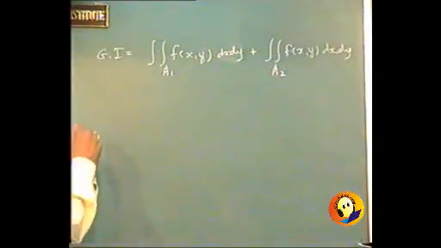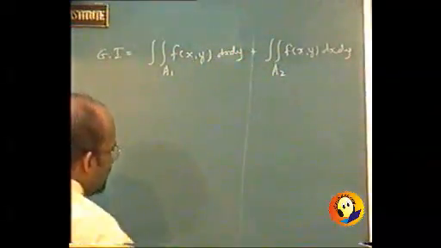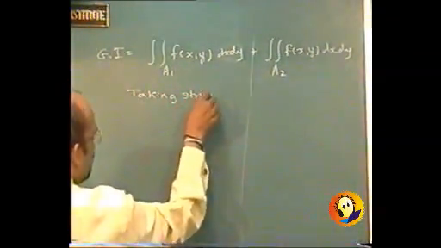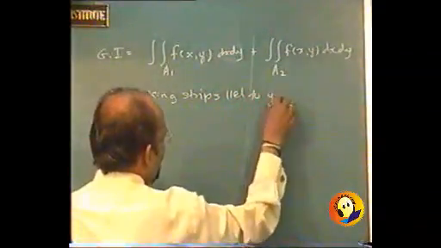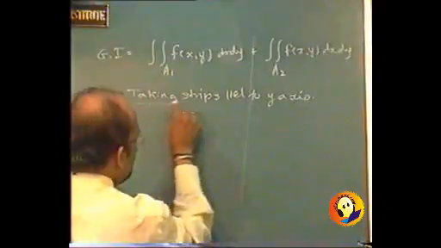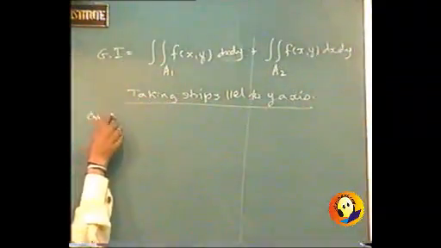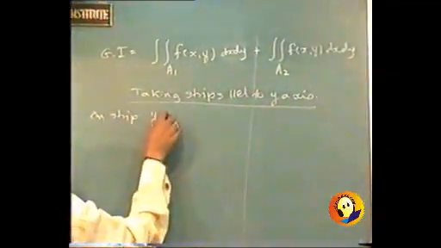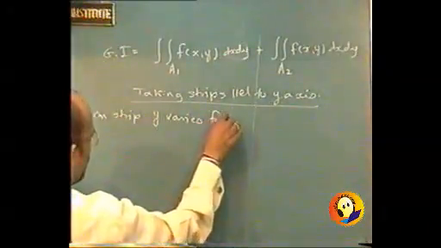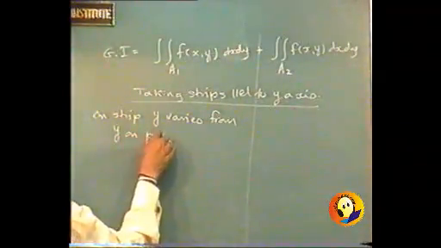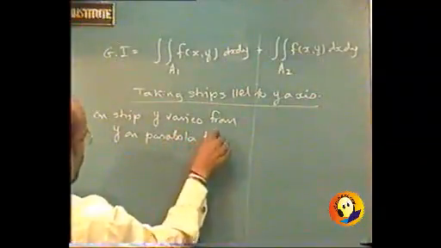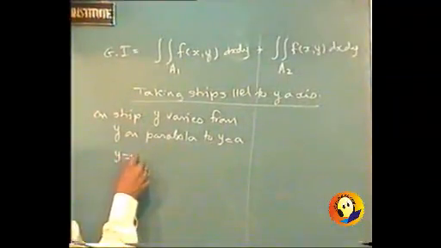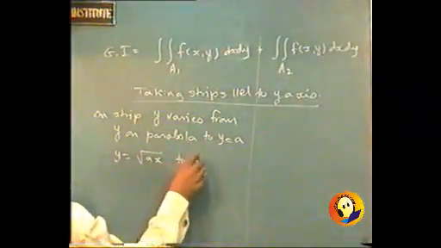We will take strips parallel to y-axis in each case. Now the discussion will vary. On a strip in area 1, y varies from y on the parabola to y equal to a. Obviously, the limits will be y equal to under root of ax to y equal to a.